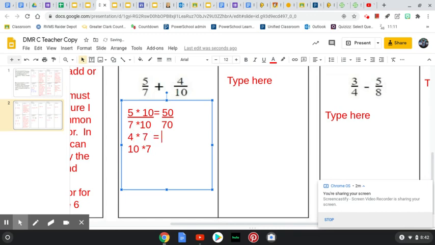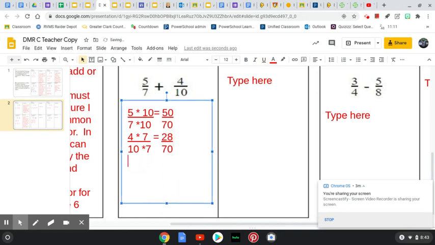I'm going to go ahead and solve it, and then I'll do my equals. 4 times 7 is 28. 10 times 7 makes that common denominator that we want of 70. Phew, that was a lot of work just to be able to add or subtract, but we have to do it because we cannot add or subtract unless it has the same common denominator.